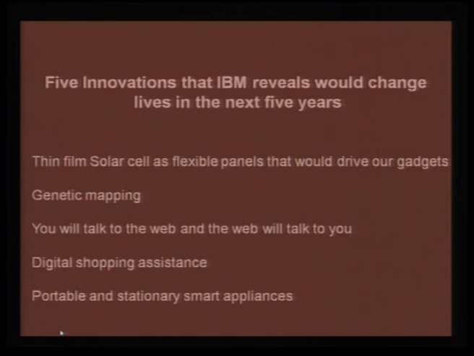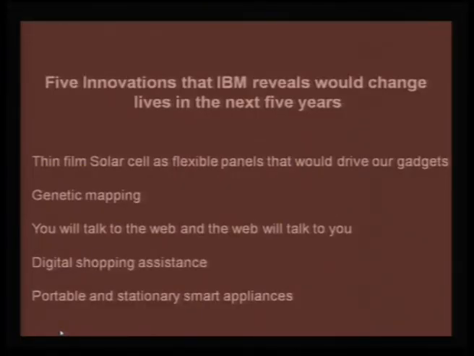Before I go into details, I just want to give you a latest projection from the IBM website, which says there are 5 innovations that would change our lives in the next 5 years. They have forecasted that thin film solar cells as flexible panels would drive most of our gadgets in the days to come. And the next innovation that would really revolutionize is genetic mapping, which means the moment a person is born, the genetic mapping will tell what sort of diseases or imperfections or any health hazard that a person would face through his lifetime.